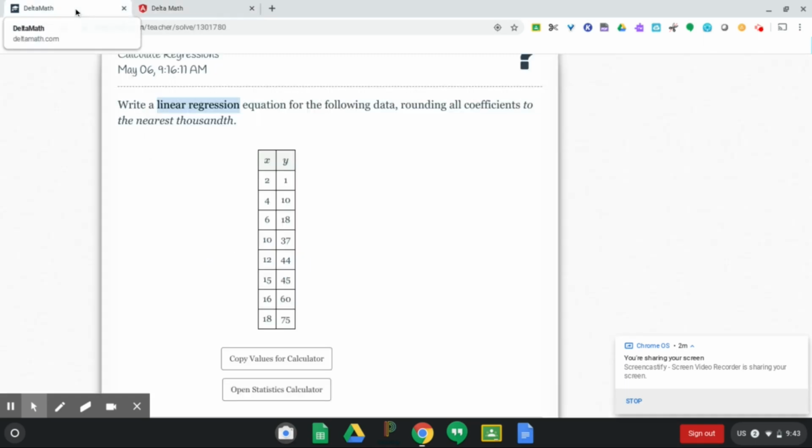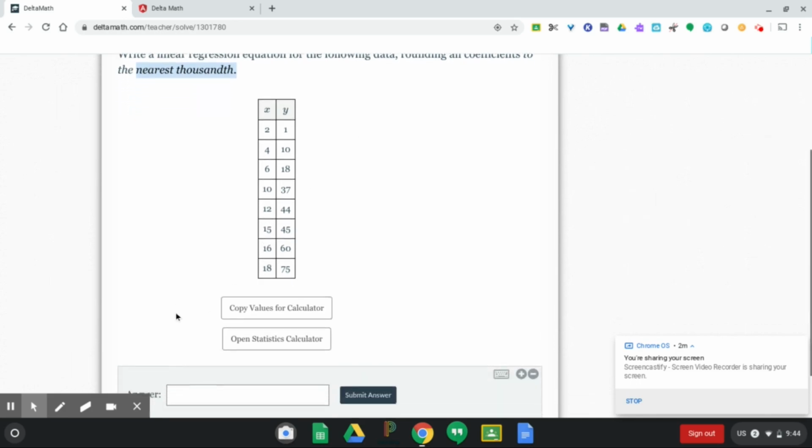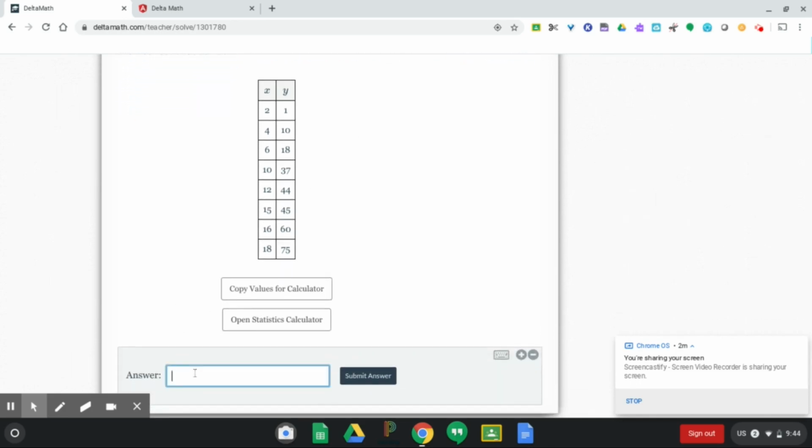I'm going to go back to my DeltaMath. It says round all to the nearest thousandth. So it could say tenth, could say hundredth, thousandth, whatever it may be. So down below, I'm going to press y equals, because it's going to give me the equation. Now, if I want thousandth, okay, and please disregard my handwriting here, A was 4.1998. Okay, I can't write with the mouse here.